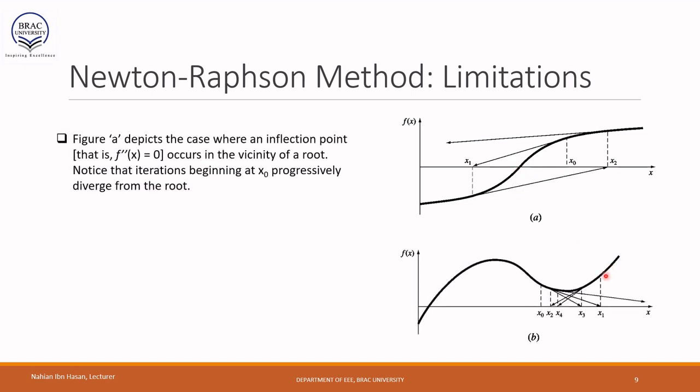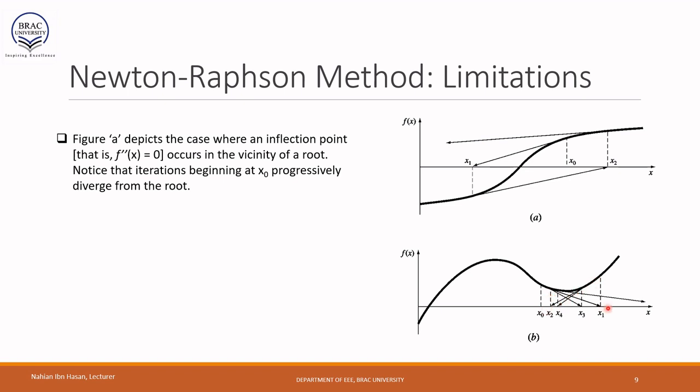So let's look at another example. This is a function. Look at this. There is a value point at this region. So our initial starting point is x0. If we want to draw a tangent at the f of x0 point, which results in the x1 point, then we draw another tangent at f of x1, which turns out to be the x2 point.